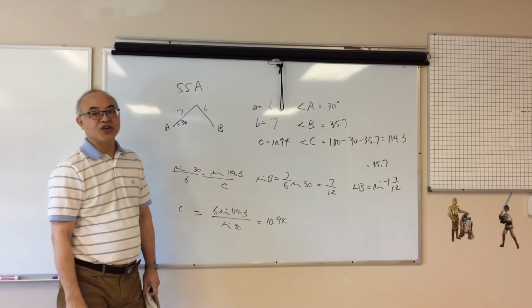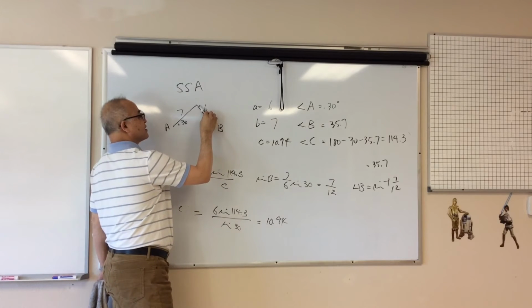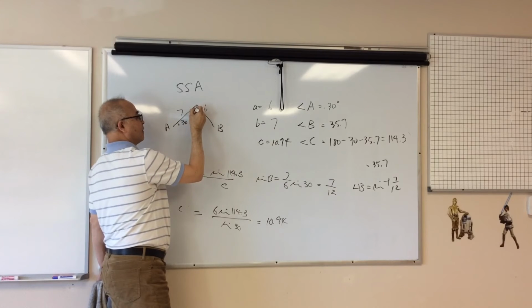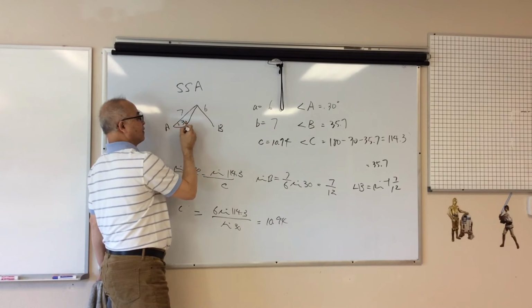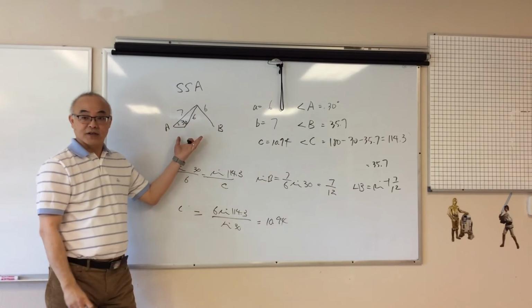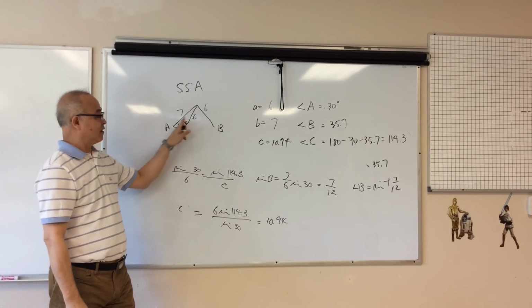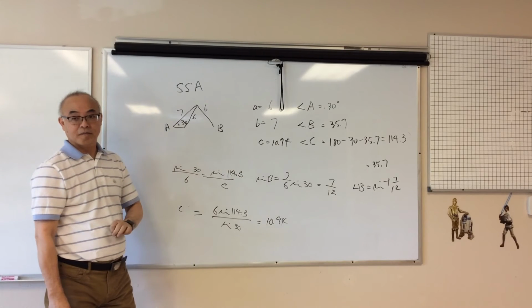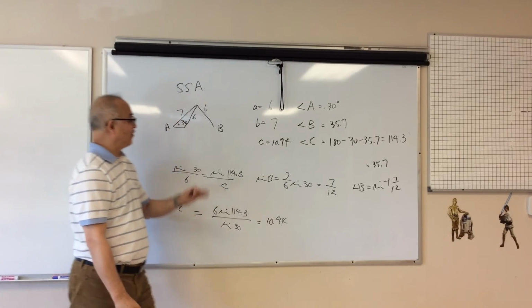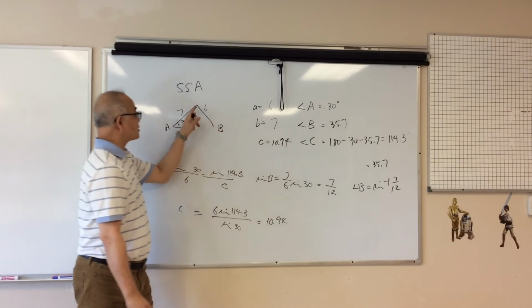Can you envision a triangle where I took this 6 and flipped it inside over here? This still works too, correct? Because I have 7, I have 6, and I have this angle. But you solved it and it doesn't work. No, I solved it this way. That's what I solved over here, right? But there is a triangle that looks like this.